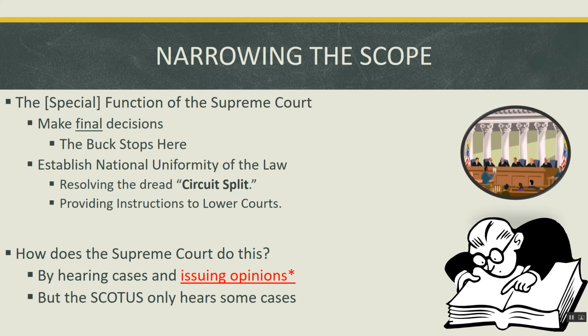So, within the broad mission of resolving disputes about the law, I want you to understand that the Supreme Court has two special parts to play. Number one, the Supreme Court makes final decisions. You can challenge the decision of a trial court by going to a circuit court. And you can appeal the decision of a circuit court to the Supreme Court. But if the Supreme Court rules against you, well, tough luck. There's no higher court that you can appeal to.